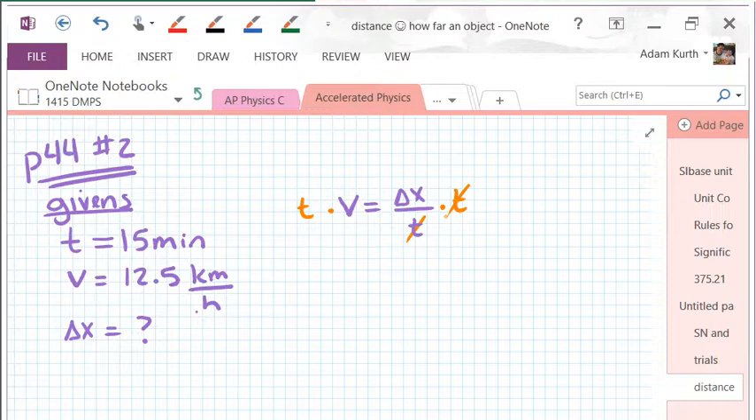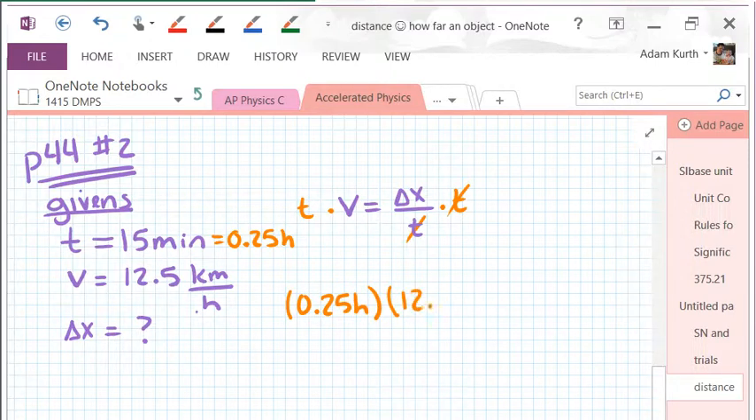I'm thinking converting this is going to be pretty easy, right? 15 minutes is how much of an hour? 1/4, 0.25. So that's super easy. Let's do it. So this is 0.25 hours. And now I've got things with units that are happy. Is everybody cool with that? Stop me if it doesn't make sense. So now I'm going to do 0.25 hours times 12.5 kilometers per hour, and that's going to give me the displacement.